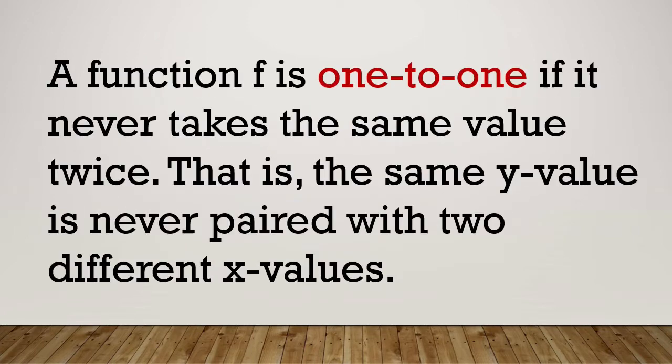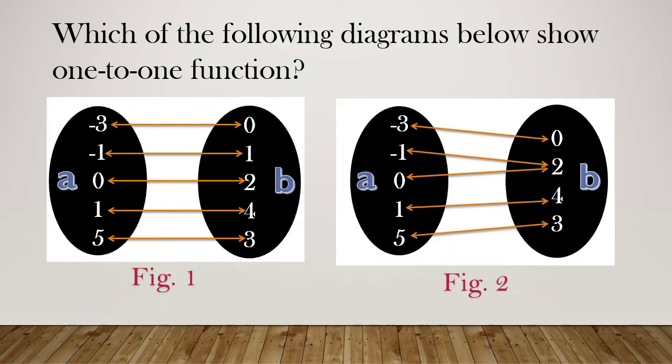Okay, so what is a one-to-one function? A function f is one-to-one if it never takes the same value twice. That is, the same y value is never paired with two different x values. Which of the following diagrams below show a one-to-one function?